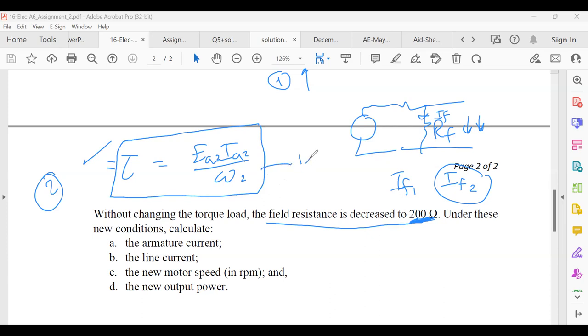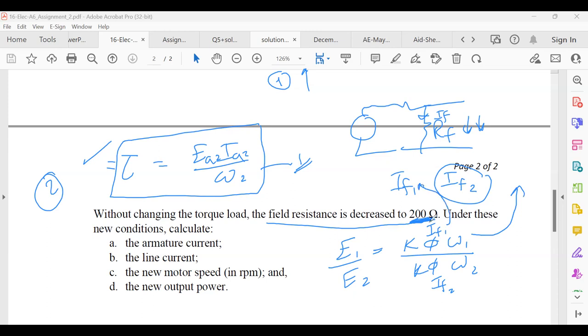But you will have this as the first equation. The second equation is when you have the E, because you already have K phi omega for the first case and second case. By the way, instead of using the flux, you can use the IF, because they are proportional to each other, and this is a ratio. This is case one, and this is case two. You already have the speed from case one, and the field current from case one and case two, since we divided the voltage by the new resistance. You can have another equation between E and omega two. You already have E1, right? You already calculated it. So this is the second equation.